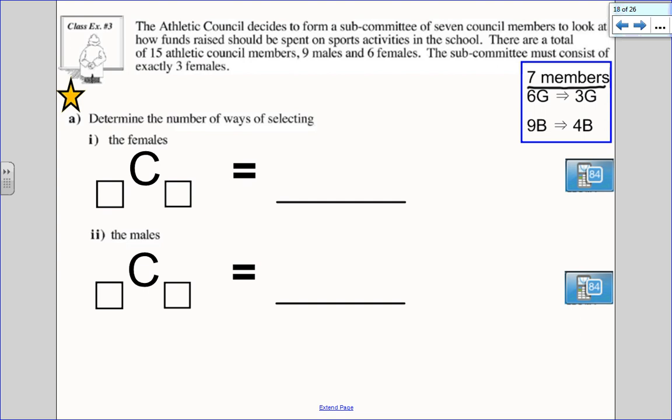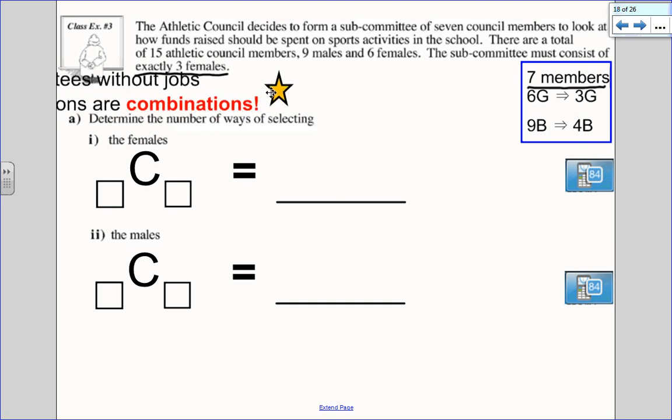So there's a total of 15 athletic council members. 9 of them are boys, 6 of them are girls. The subcommittee is going to consist of exactly 3 females. So exactly means no more, no less, exactly 3.